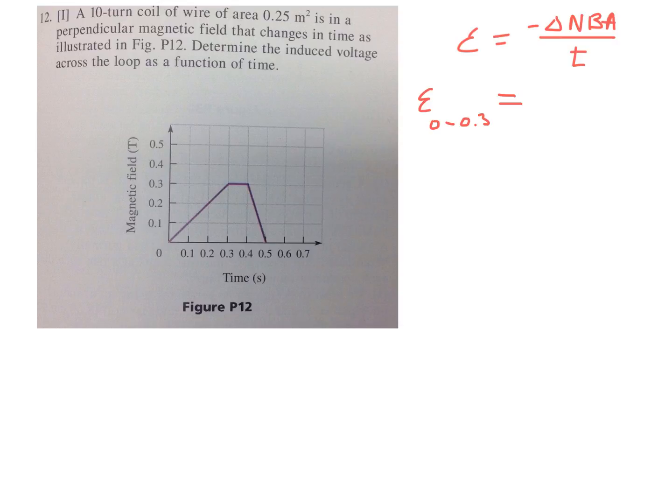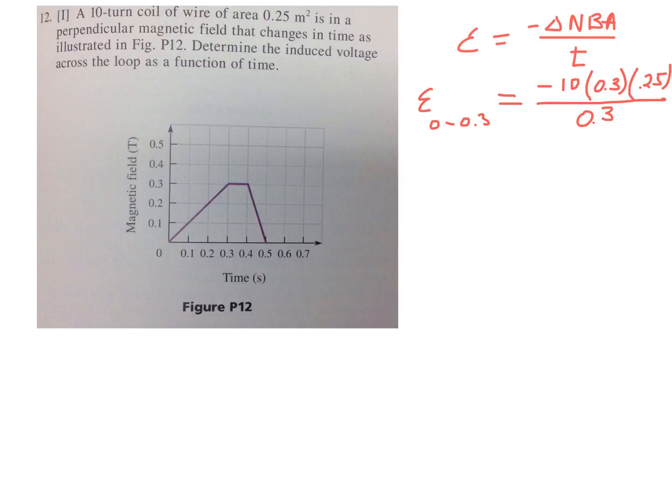What changes is B. N is not changing, it's 10, but you have a negative, basically 10. The change in B, 10 is the N, but the delta B here is a gain of 0.3. Starts at 0 and goes to 0.3. So the delta B is 0.3 Teslas. And the area is given as what, 0.25? All right, so and our time frame there is 0.3 seconds.